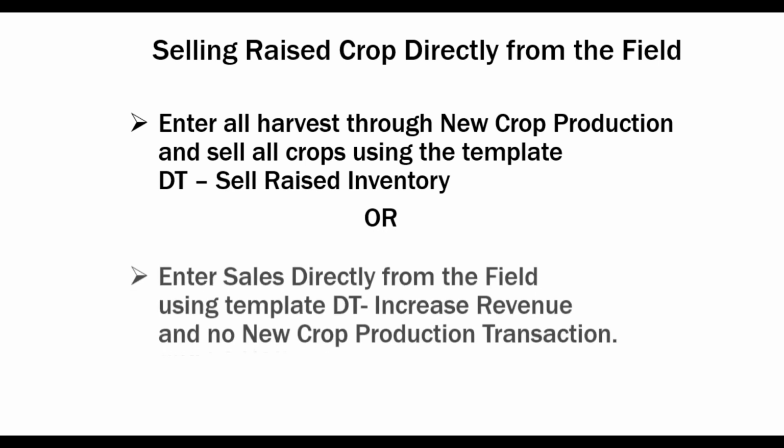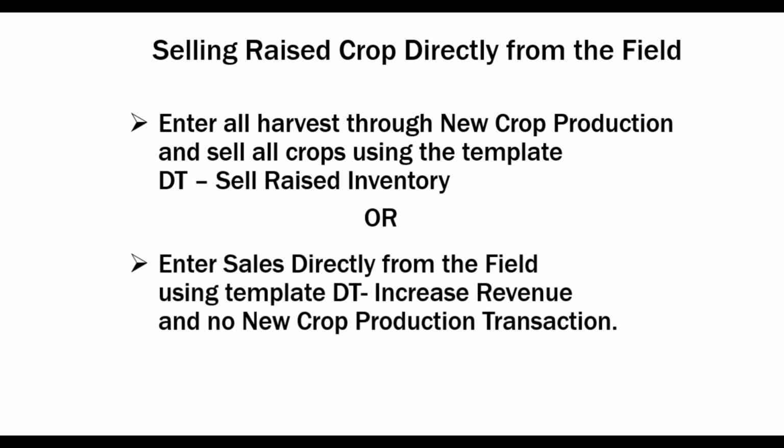Or you can enter the sales directly from the field using a template DT Increase Revenue, and it doesn't go into inventory at all, and you would enter no new crop production transaction for those sales directly from the field. The end result is the same, except that the entries that are using the DT Increase Revenue are not going to have any inventory activity, but it still will update the crop production center detail, and we're going to talk about that in this session.